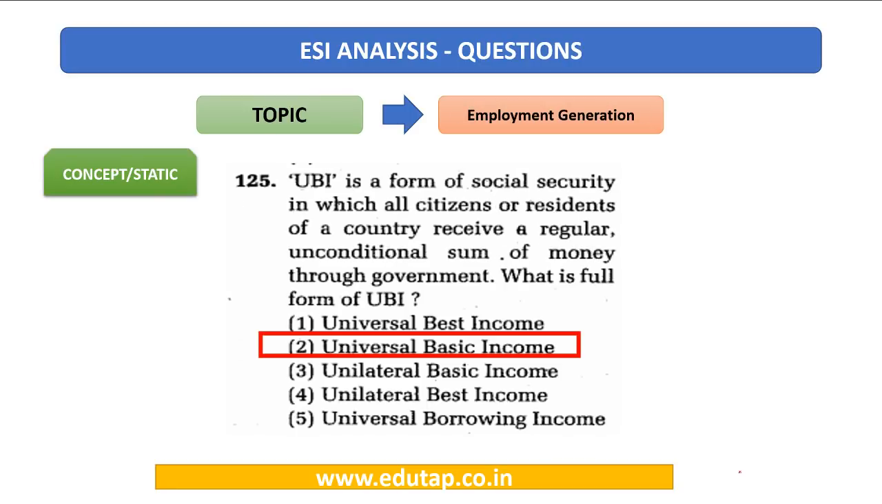Now the next question, UBI is a form of social security in which all citizens or residents of a country receive a regular unconditional sum of money through government. So what is the full form of UBI? Now the answer to this question is universal basic income, right?